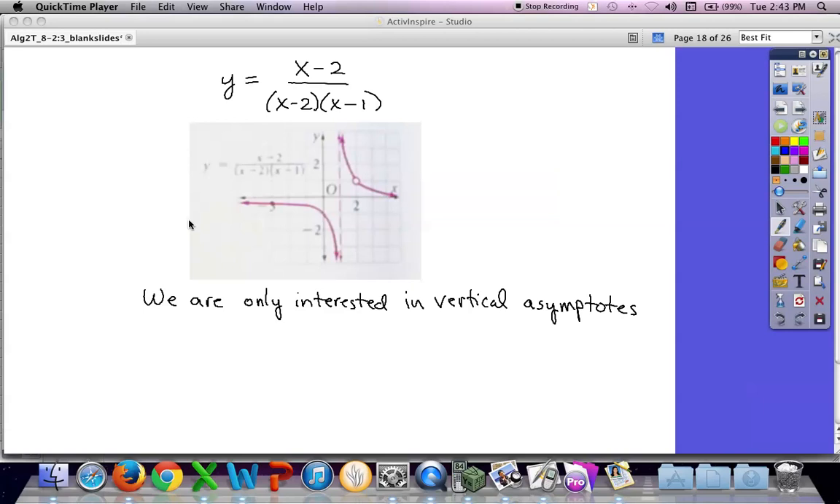Right? So just so you know, this is the difference between a vertical asymptote and a hole. A vertical asymptote is this dashed red line on the graph. That is a point of discontinuity because if I was drawing the graph, I would have to pick up my pen, move it over to the other branch, and continue to draw.